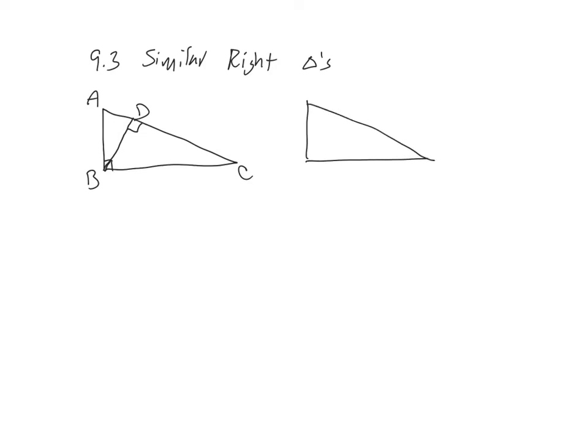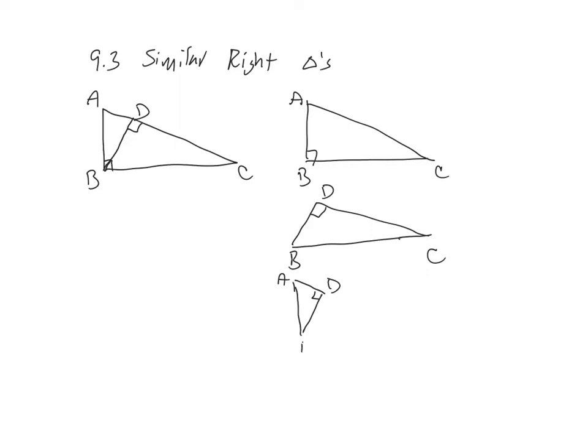So we have the big one, A, B, C. I'll draw the others like how they look in the picture. We have B, C, and D. And then we have the little one, which is A, D, and B.